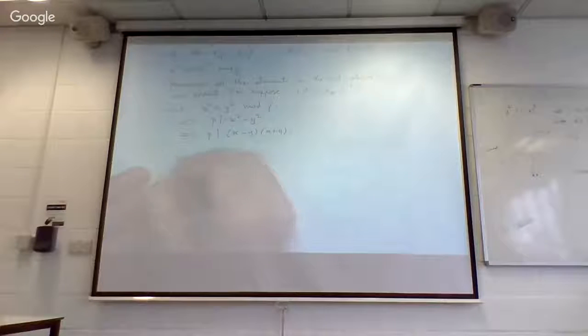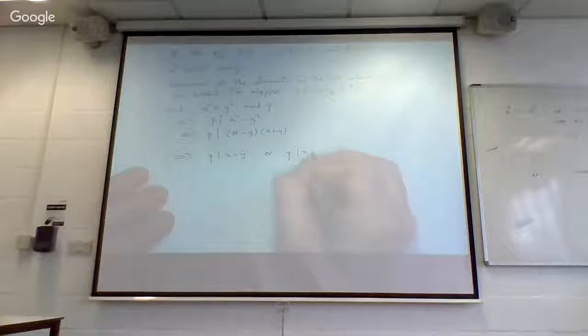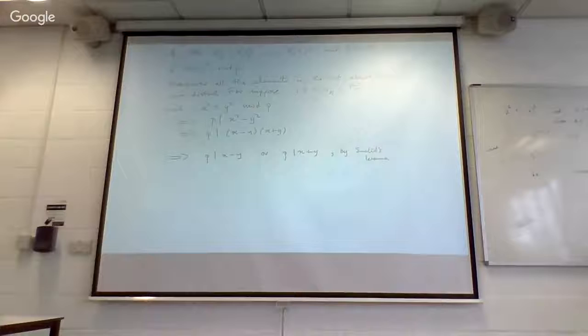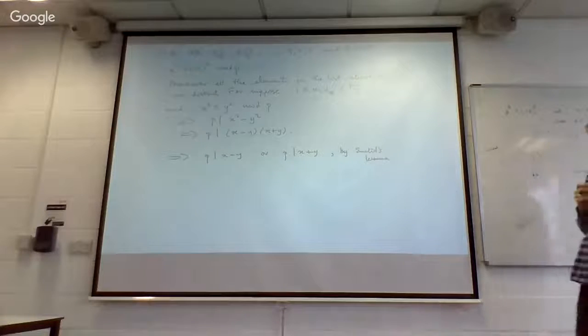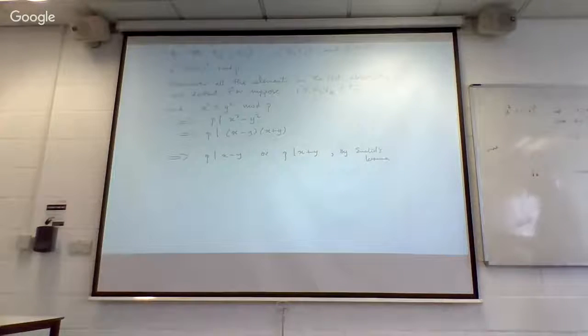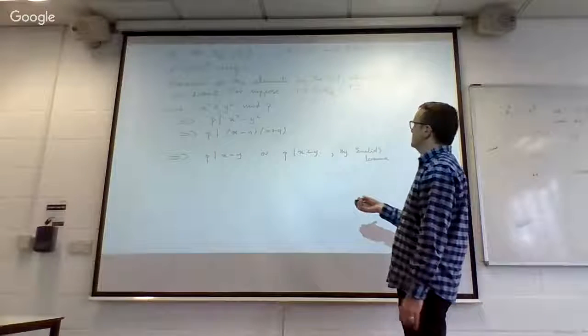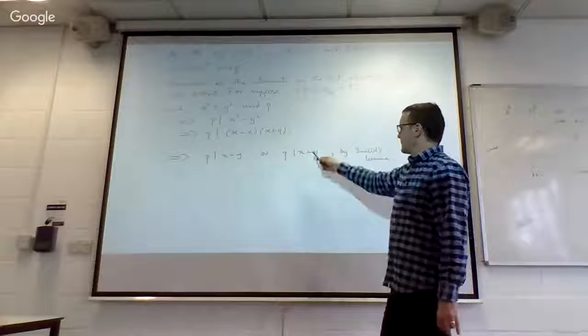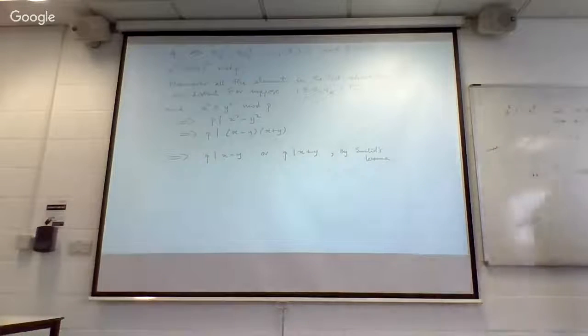Okay. So that implies that p divides x minus y, or p divides x plus y. You might divide them both, maybe. That's by Euclid's lemma. Or we might have called it a theorem. Now what we want is this. We want that p divides x minus y. That will show that x is congruent to y, which I want to do. So we just have to rule out the fact that p could divide x plus y.